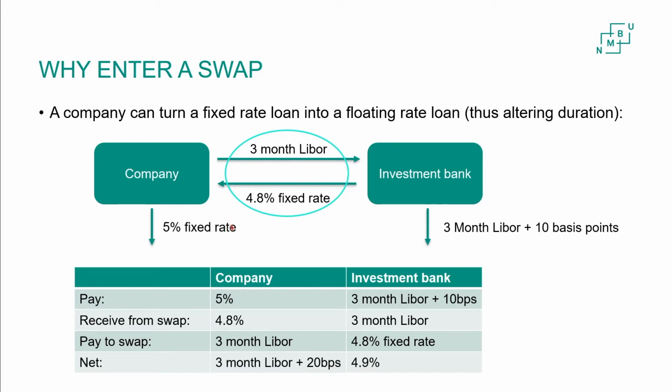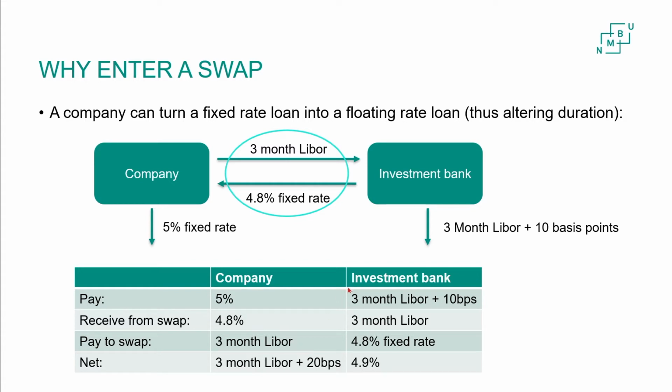The net payment for the company is the 5% fixed rate before the swap deal. They receive from the swap 4.8%, but have to pay 3-month LIBOR, which means that net payment is 3-month LIBOR plus 20 basis points. These basis points would be the difference between the fixed payment and the fixed receivement from the swap.